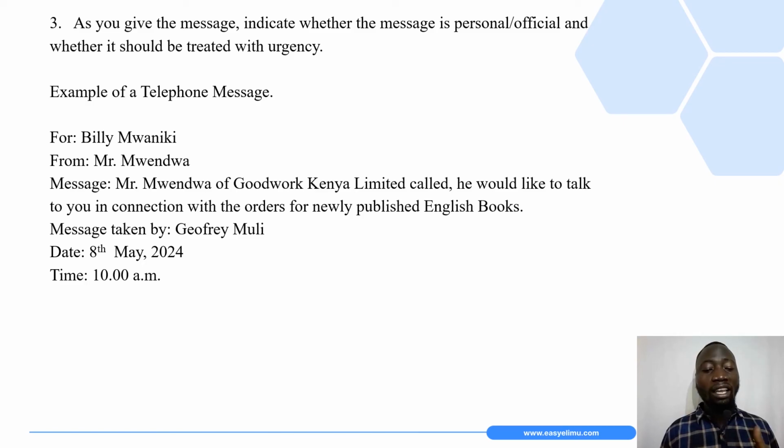If you look at this sample, you realize that we also have the part where we write the name of whoever has taken the message. In this case, we can talk about the secretary. We can assume that Geoffrey Otieno is the secretary. It's a bit awkward when a man becomes a secretary, but this is just an example, so let's use it as it is.